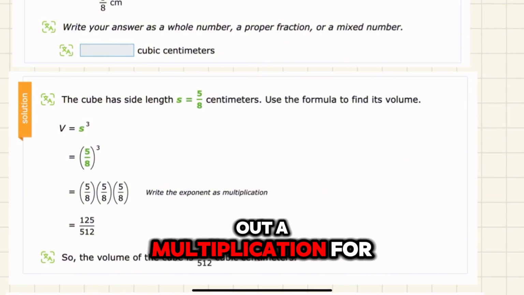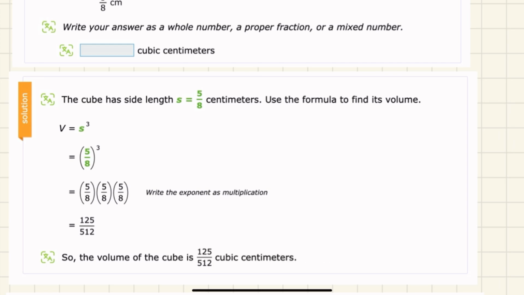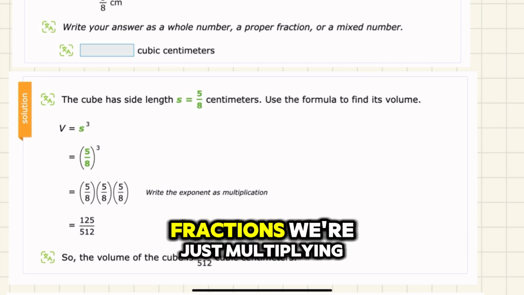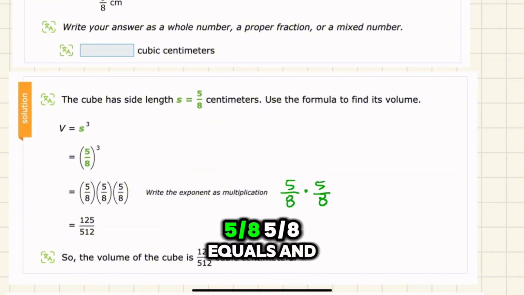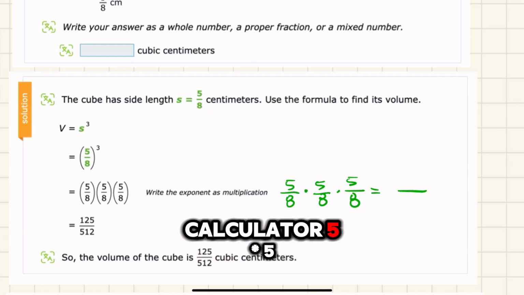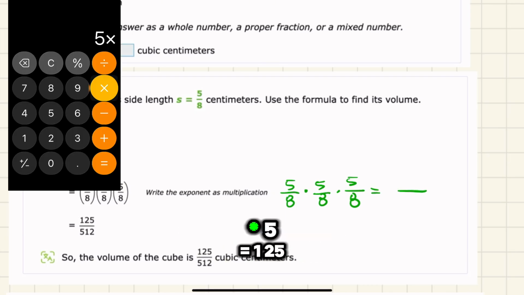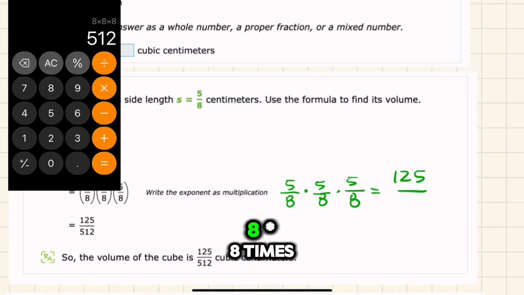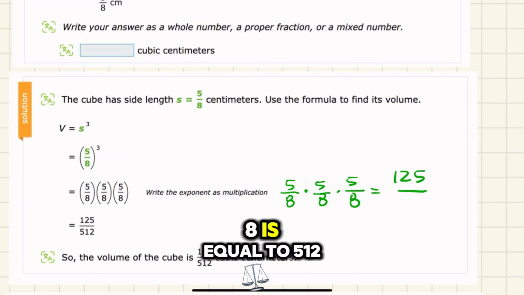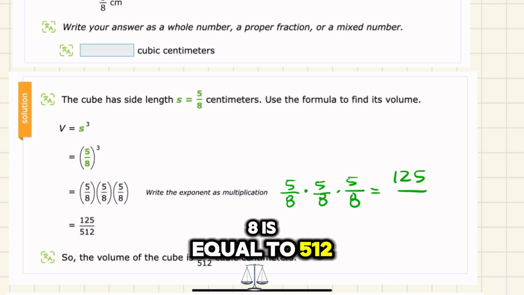Remember, when we're writing out a multiplication for fractions, we're just multiplying straight across. So we could do 5/8, 5/8, 5/8 equals, and we'll just use a calculator, 5 times 5 times 5 equals 125. And then 8 to the third power, or 8 times 8 times 8, is equal to 512.